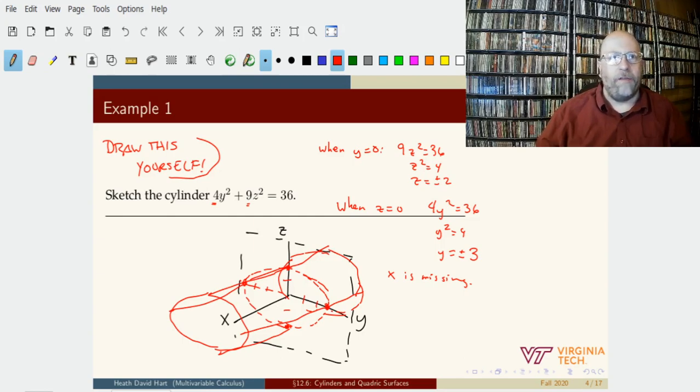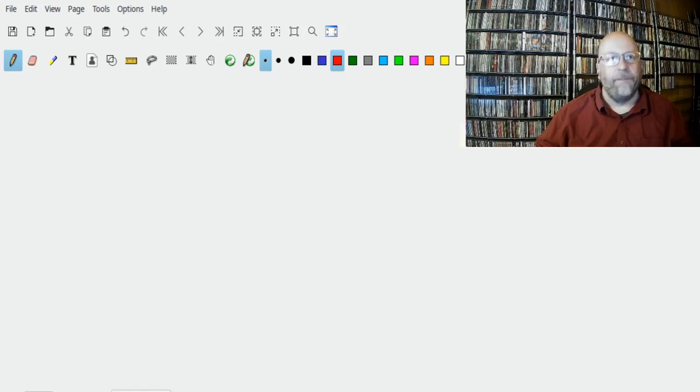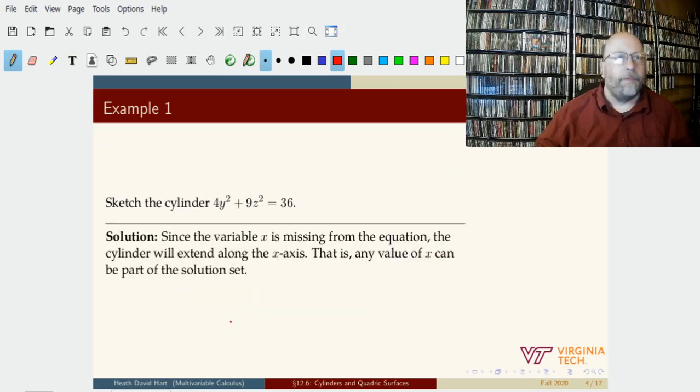Draw the lines parallel to the x-axis. They have to be parallel. They extend the ellipse, and then make a copy of the ellipse along those lines. Okay? So I'm going to show you a machine-generated version of this graph on the next slide.